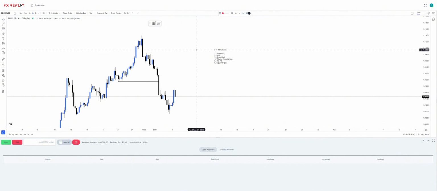Okay, so now we need to see this internal pullback, which happened here. So now if I take my fib from this high to this low, we need to ask ourselves, is there an order block above the 702? Well, this is already mitigated. There is potentially this zone here, an equilibrium zone, which if we refine to the 50% is unmitigated. So yes, we do.